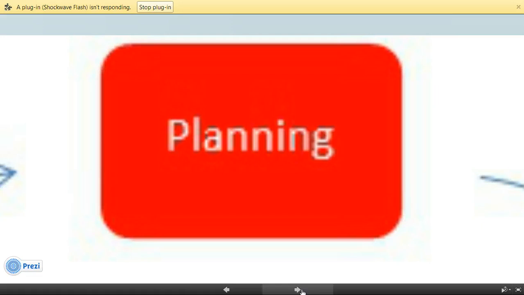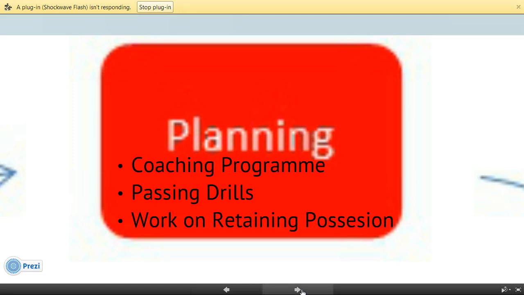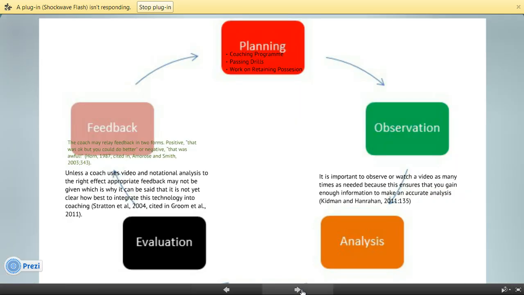Once feedback has been delivered to the coach, the coach will then enter the planning process in order to derive an appropriate and effective coaching program to develop Tottenham's passing. This may be in the form of passing drills or drills working on keeping possession, both of which should be progressive. This is where the coaching process becomes a cycle, because after appropriate coaching, performance will again be observed and analysed, with the results indicating whether an improvement has been made and your job as a coach was successful.